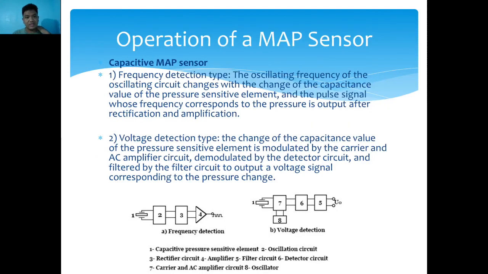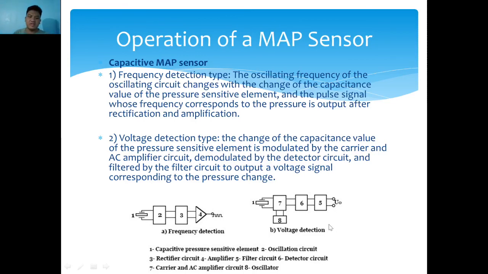Okay, next. Frequency detection type. The oscillating frequency of the oscillating circuit changes with the change of the capacitance value of the pressure-sensitive element, and the pulse signal whose frequency corresponds to the pressure is output after rectification and amplification. And the voltage detection type. The change of the capacitance value of the pressure-sensitive element is modulated by the carrier and AC amplifier circuits, then demodulated by the detector circuit and filtered by the filter circuit to output a voltage signal corresponding to the pressure change.